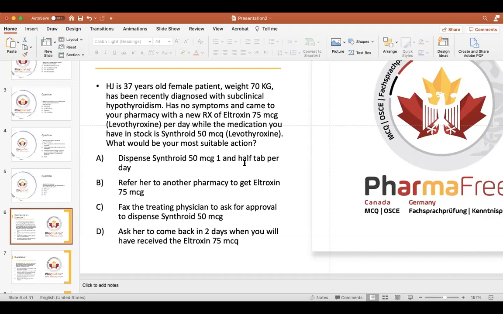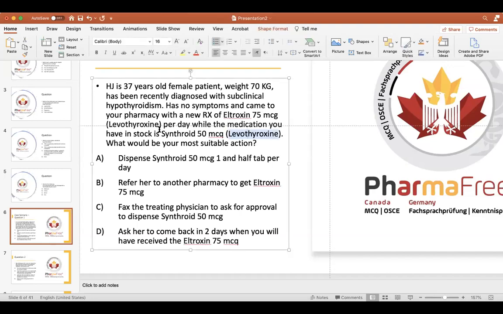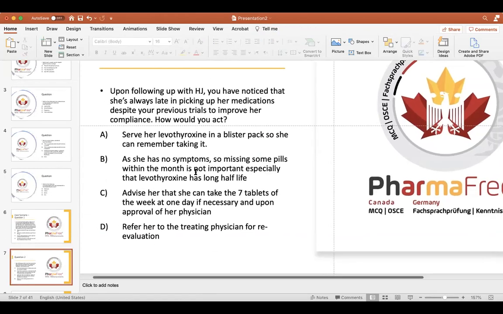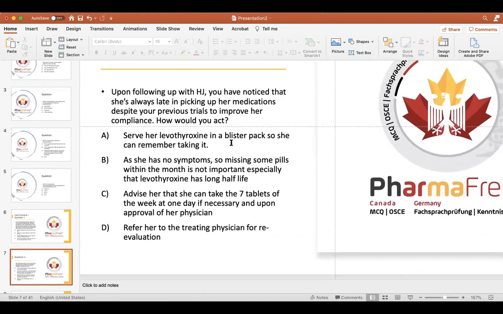Okay. But here, by your answer, Armia, you are decreasing the dose from 75 to 50, which is wrong. You have the same molecule, which is levothyroxine. You have to dispense the same strength. Okay, thank you. Let's proceed, my friends. This is the second question.